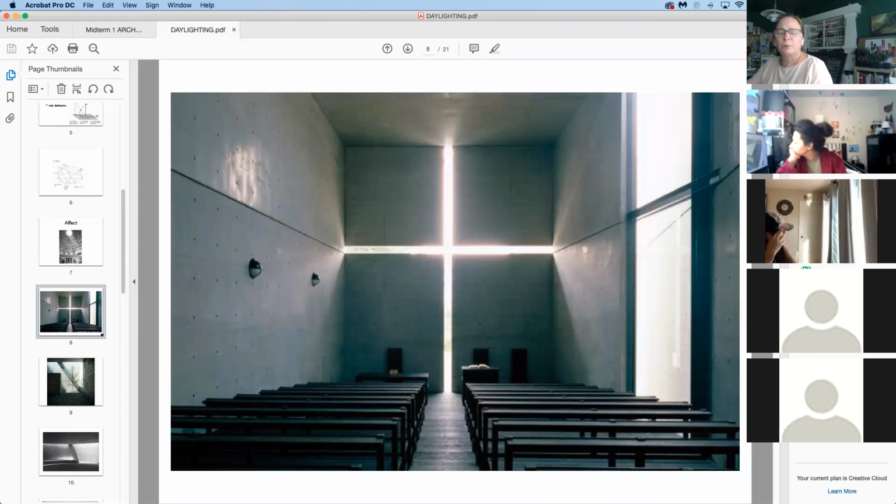It was a Pantheon. Thank you. Again, there's a reason I don't teach architectural history. But yeah, okay. Thank you for the correction. Pantheon, and I get the P's mixed up. So, Church of the Light, Tadao Ando.